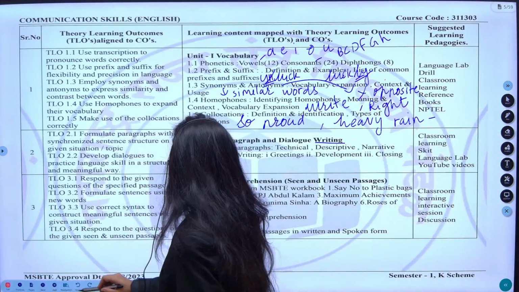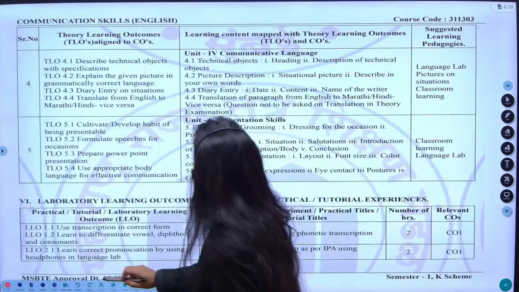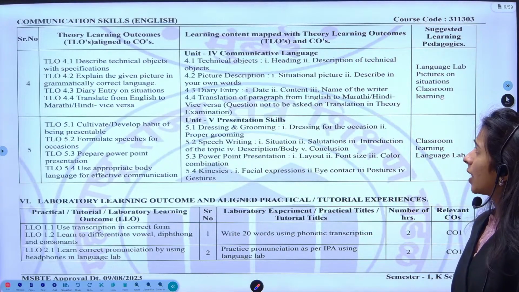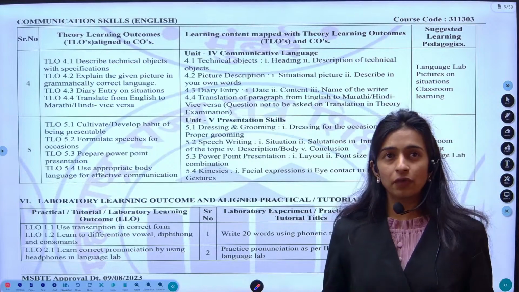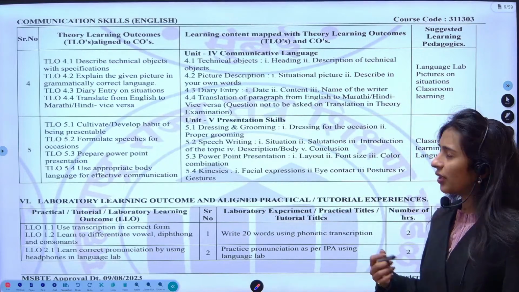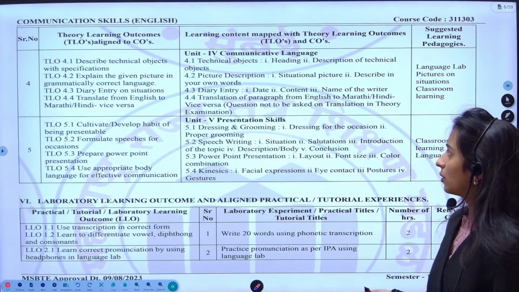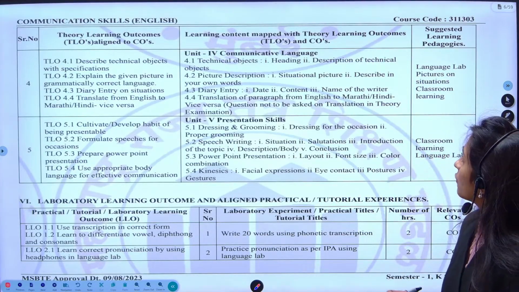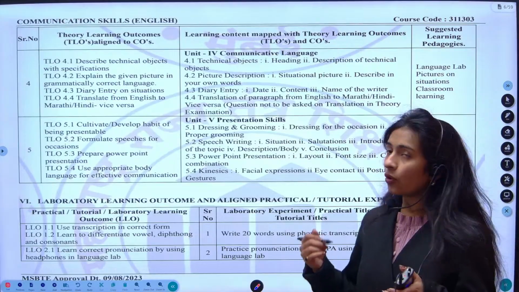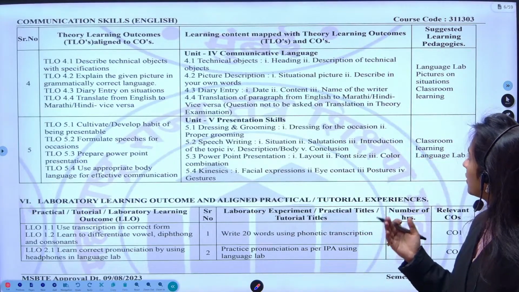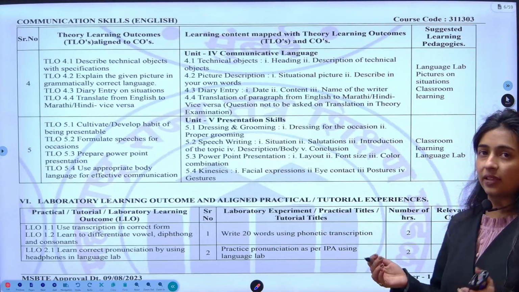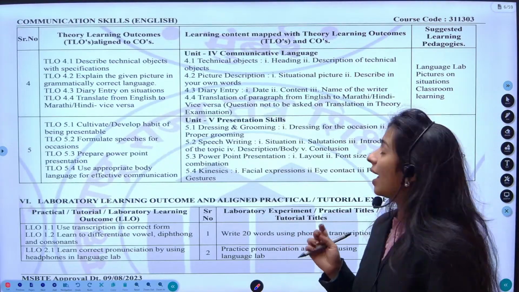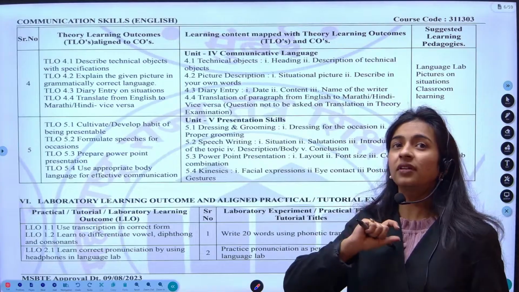So the next, Unit 4, is about communicative skill. So how you communicate, what technical words or technical objects you are going to use, how you describe and everything. So communication. First one is how you are going to write it: heading, description of technical objects. They'll give you an object, you have to describe its functions, how it works. And before that, you have to start with the title.